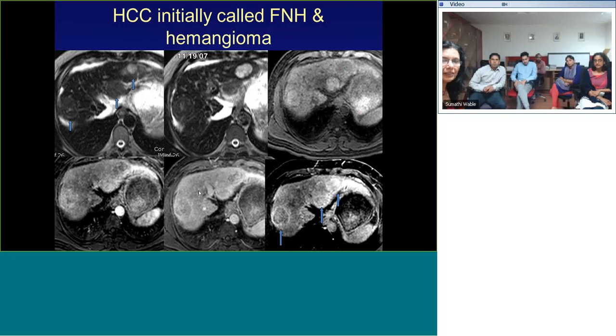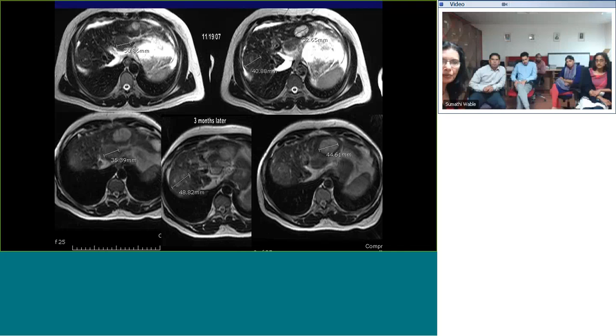This is a great example of lesions that were initially called FNHs and hemangiomas elsewhere. And look what happened to these lesions. This was in '07, and then this was 3 months later. They all grew. Hemangiomas don't grow, right? So don't be carried away by just one sequence or one feature. Look at all the features, and that's the reason you want all these sequences at your disposal.